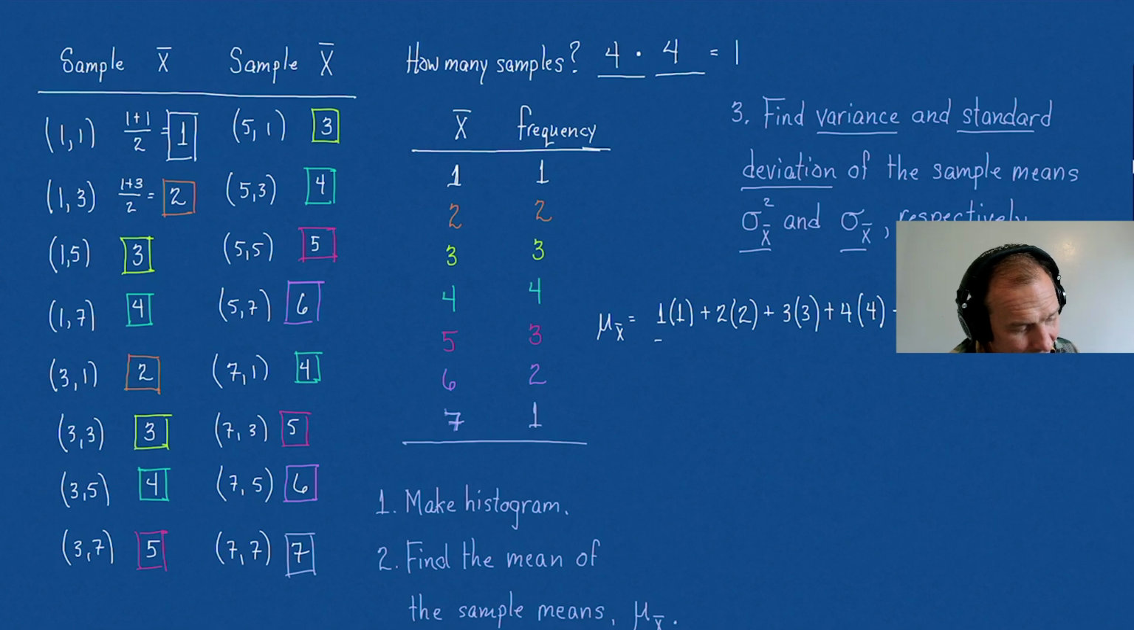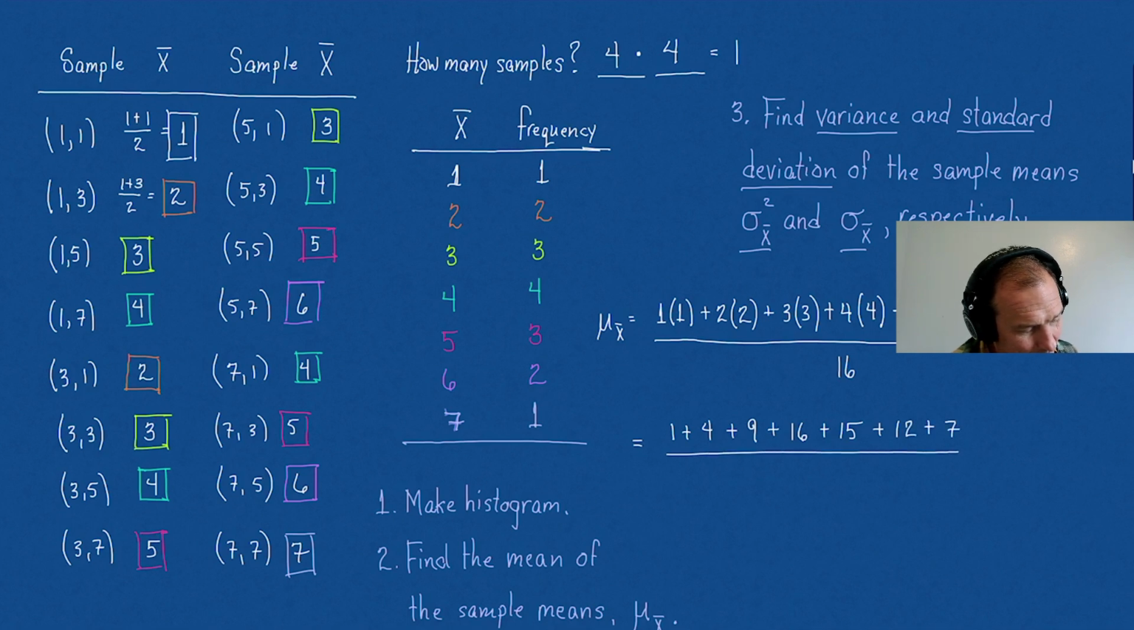Plus, I have my 6's, those occurred 2 times, plus my 7's, which occurred once. And then I want to divide this by 16, by my total number of sample means. So let's do this. 1 times 1 is 1, plus 2 times 2 is 4, plus 3 times 3 is 9. 4 times 4 is 16. 5 times 3 is 15. 6 times 2 is 12, plus 7 times 1. We're going to divide that by 16.